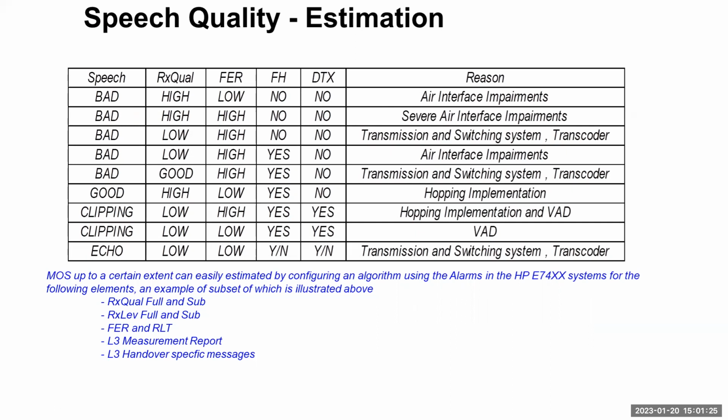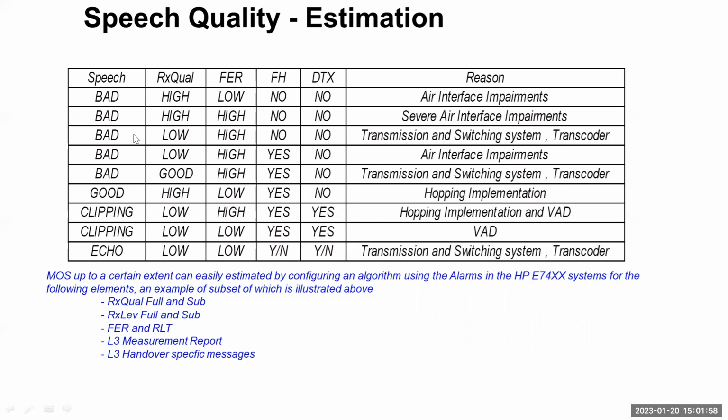Second, if RX quality is high and FER is also high, and frequency hopping and DTX are no, then there is a severe air interface impairment, because quality is very good but your frame erasure rate is very high. That means a severe air interface problem, a radio problem, is there. Maybe there is a faulty TRX, maybe other things.